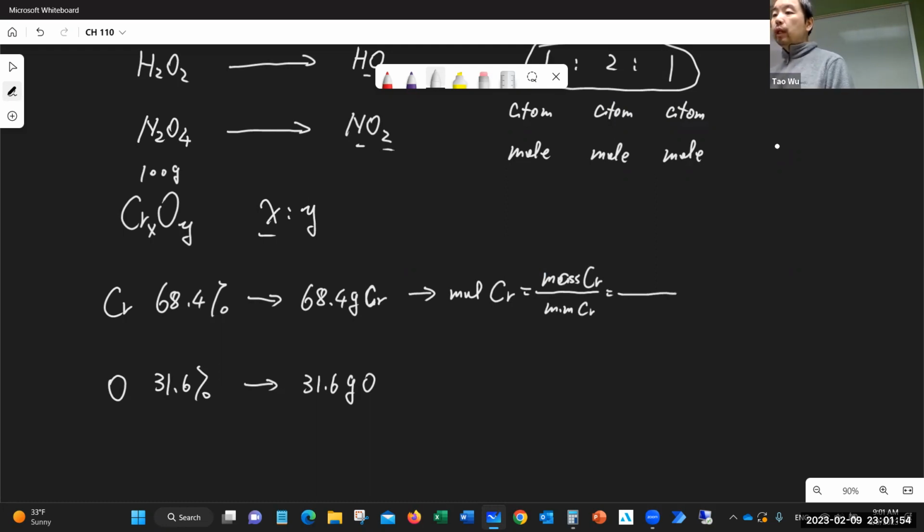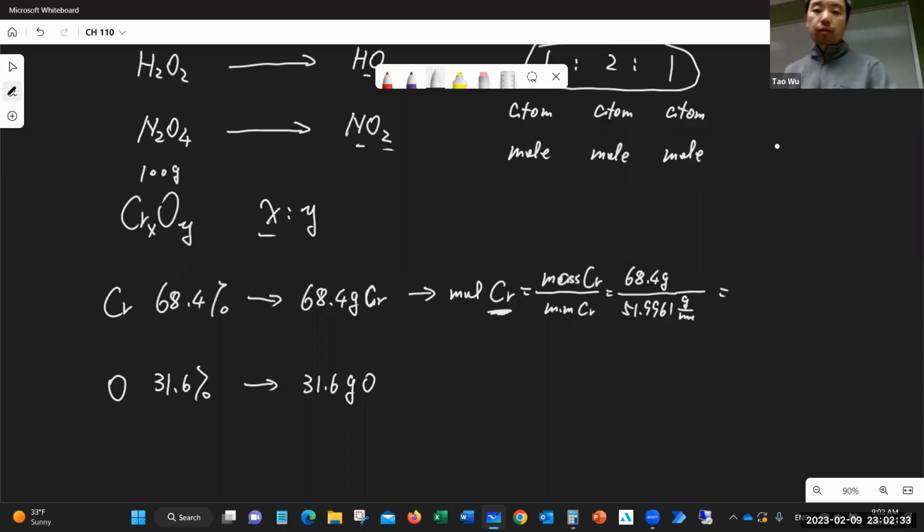So mass of chromium, where you have 68.4 gram, divided by molar mass. Again, here you divide by the molar mass of chromium. It's not the molar mass of chromium oxide, because this is a mass of chromium. So you need to use the molar mass of chromium, which is 51.9961, and this is in gram per mole.